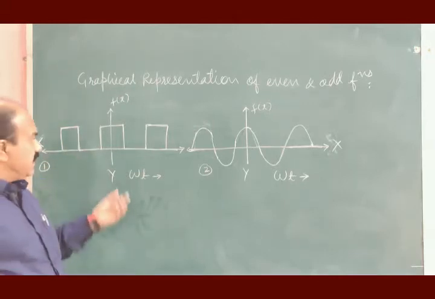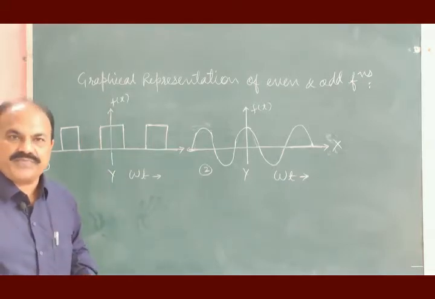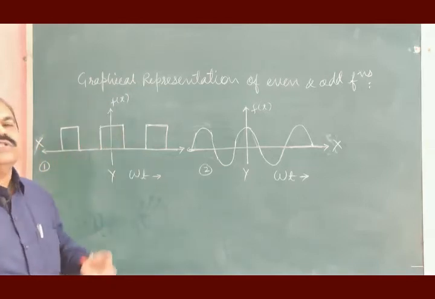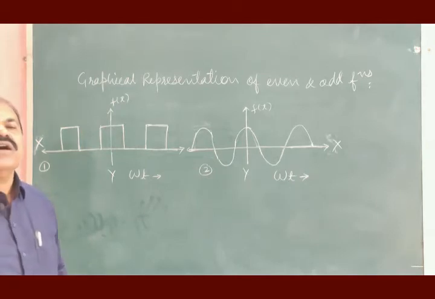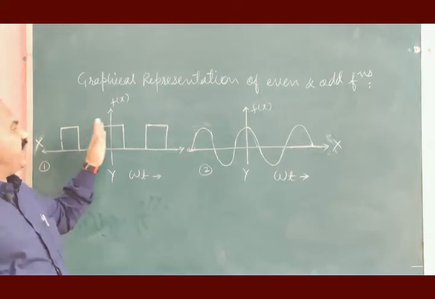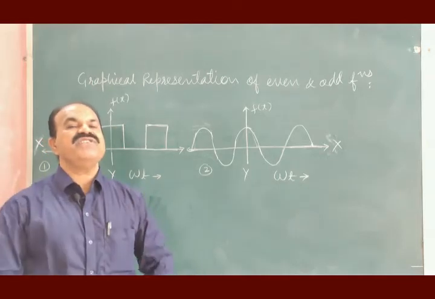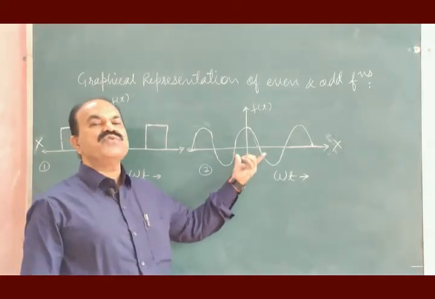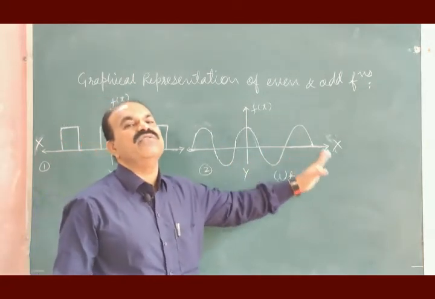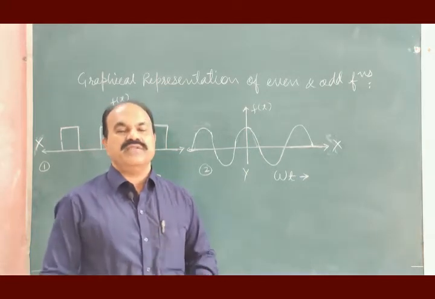It means that the waveform shown in figure 1 is a function f of x, and the waveform on left and right of the function axis is identical. Waveform on left side and waveform on right side of the function axis are mirror images of each other. The same is true for this. Waveform on left side of y-axis and on right side of y-axis are mirror images of each other.